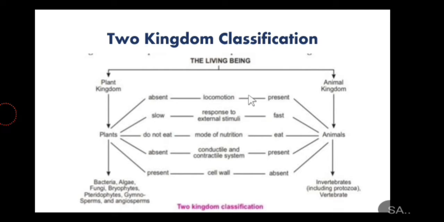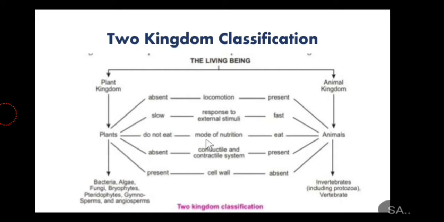Other features or characteristics that were examined were locomotion. So the movement, if the locomotion was present, then they were categorized as animals, and in case of plants the locomotion was absent. Response to external stimuli, like there are many: light, gravity, temperature. So response to external stimuli was there in plants, but it was slow. However, in case of animals, it was very fast.